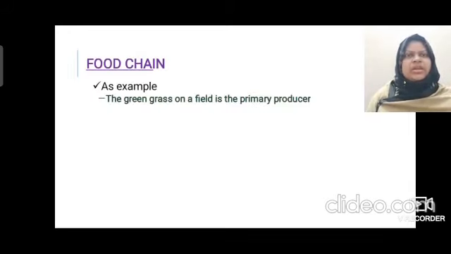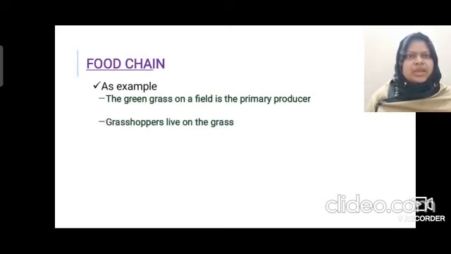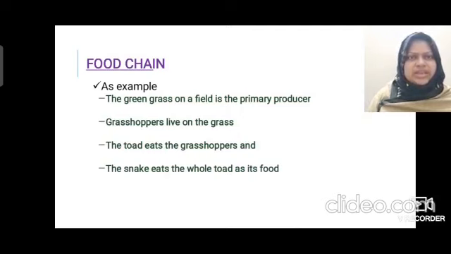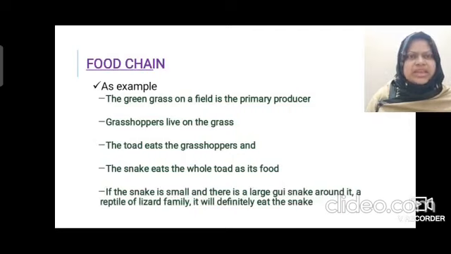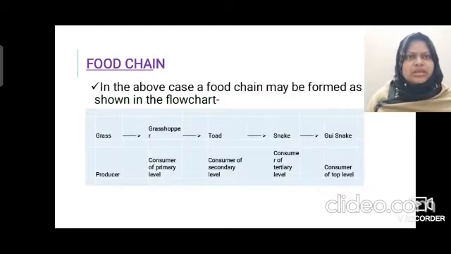For example, the green grass on a field is the primary producer. Grasshoppers live on this grass. The toad eats the grasshoppers, and the snake eats the whole toad as its food. If the snake is small and there is no larger snake around it, a reptile of lizard family will definitely eat the snake. In the above case, a food chain may be formed as shown in the flowchart.